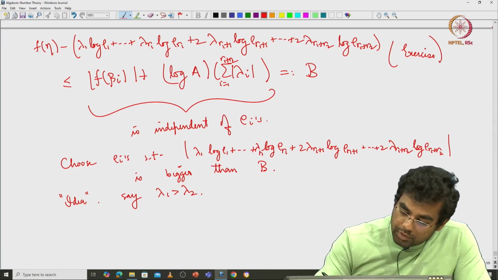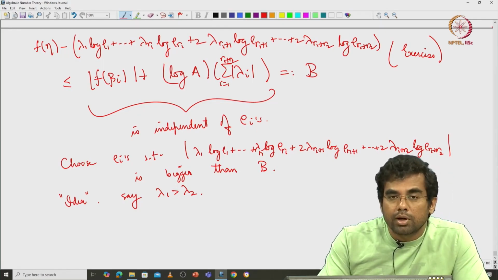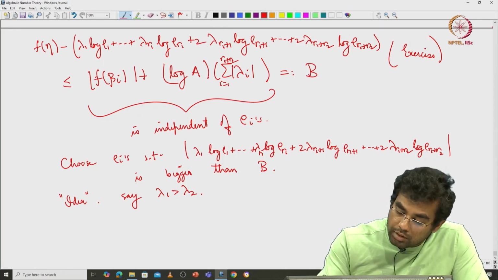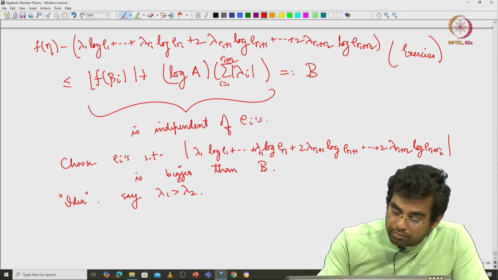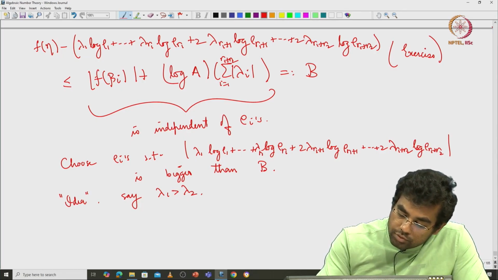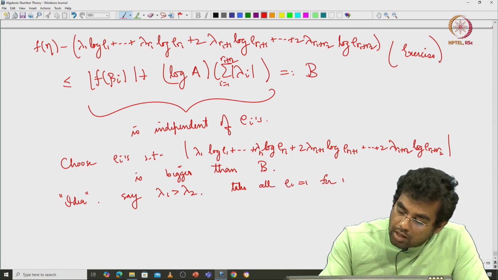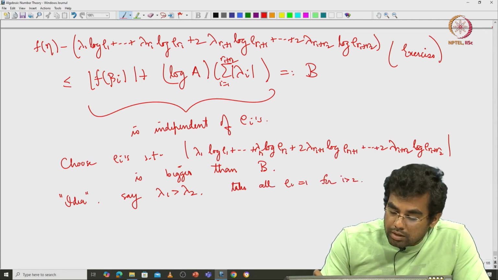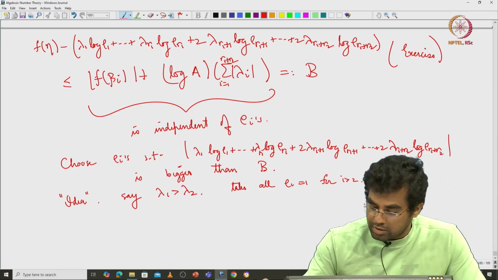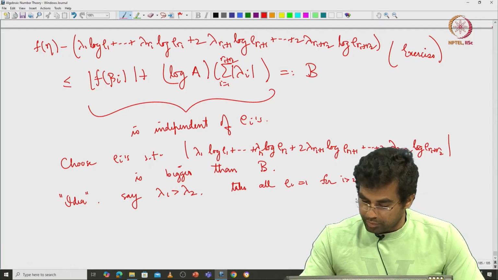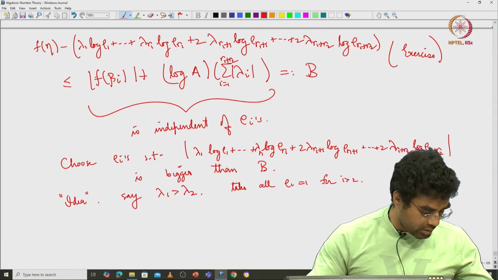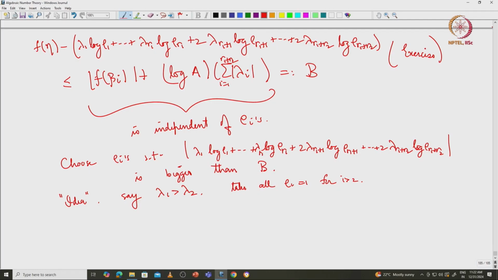Whatever the expression is, it will be dominated by the rho 1 term. The rho 2 term will not dominate it, and so we can take all rho i to be equal to 1 for i bigger than 2, and for the other thing we just take... so what was the expression that was needed?